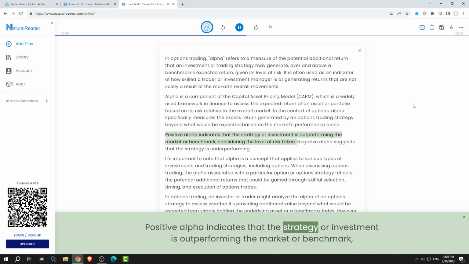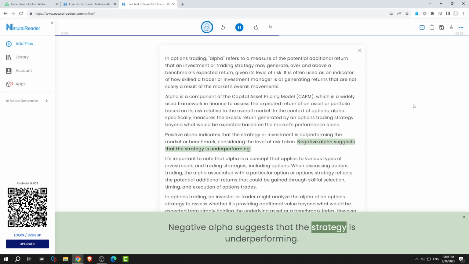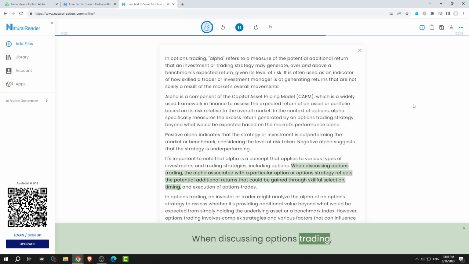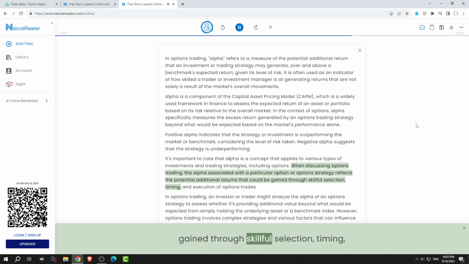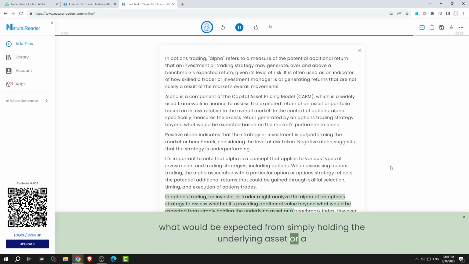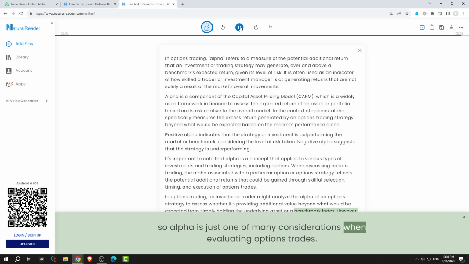Positive alpha indicates that the strategy or investment is outperforming the market or benchmark, considering the level of risk taken. Negative alpha suggests that the strategy is underperforming. It's important to note that alpha is a concept that applies to various types of investments and trading strategies, including options. When discussing options trading, the alpha associated with a particular option or options strategy reflects the potential additional returns that could be gained through skillful selection, timing, and execution of options trades. In options trading, an investor or trader might analyze the alpha of an options strategy to assess whether it's providing additional value beyond what would be expected from simply holding the underlying asset or a benchmark index. However, options trading involves complex strategies and various factors that can influence returns, so alpha is just one of many considerations when evaluating options trades.